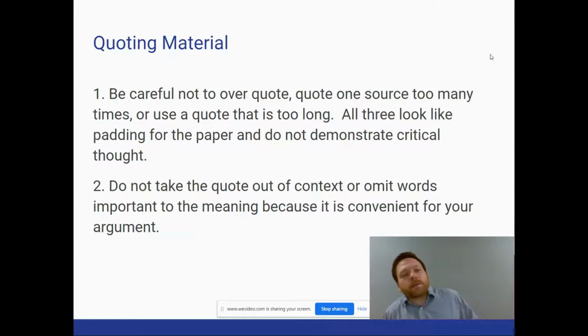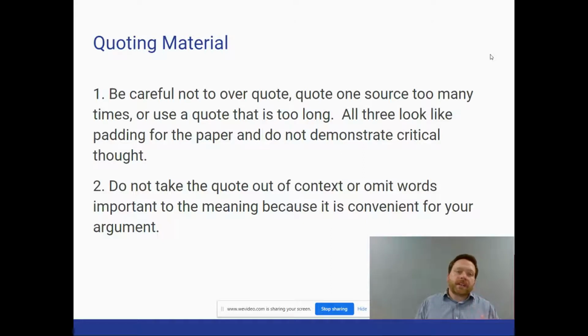So, how do we avoid plagiarizing? Well, when you're using a source, you generally use it in three different ways. You quote material from it, you'll paraphrase something from it, or you'll summarize something from the original source. So we'll look at all three, and we'll look at the tendencies of plagiarism in each of those.